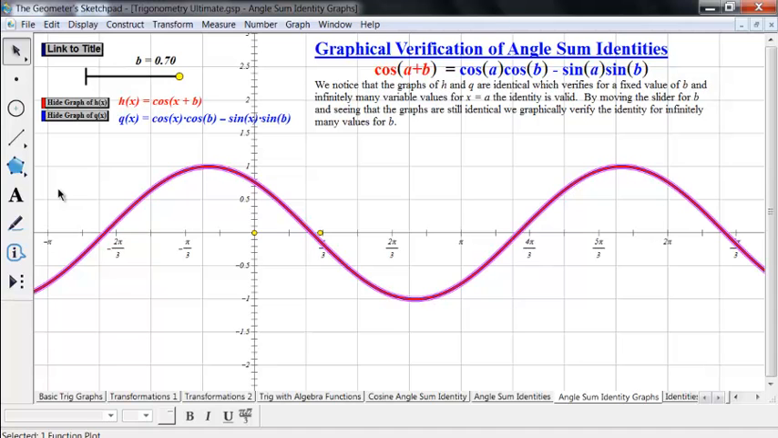Here's the graph of the other one, and notice it's right on top of it. Cosine of x times cosine of b minus sine of x times sine of b. You can see the two graphs on top of each other here. And this proves that they're the same for that specific value of b and all values of a.